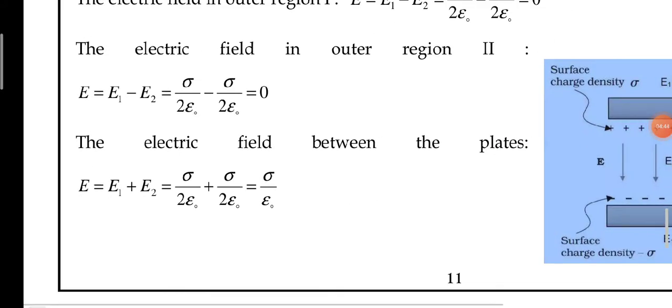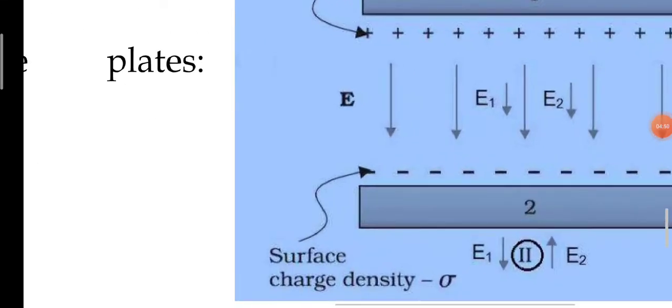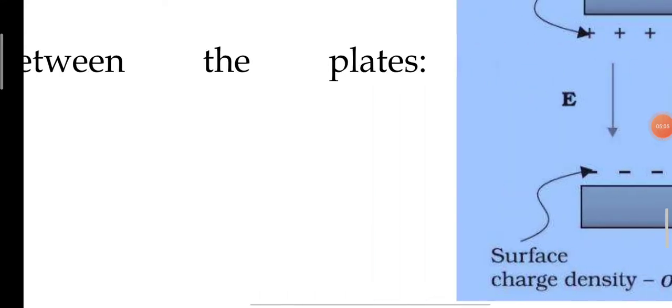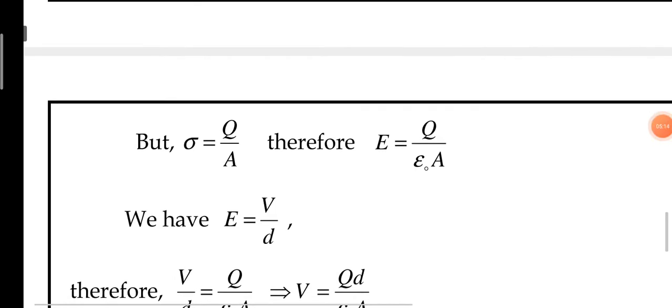Next, the electric field between the plates, the third region. In region 3, due to the positive charge, the electric field lines are directed away from the positive charge, as shown for E1. For E2, they have shown lines towards the negative charge. So E1 and E2 are both in the same direction. That's why the net electric field E1 plus E2 is sigma by epsilon naught. Now this is the electric field.